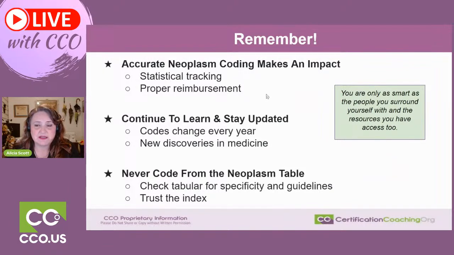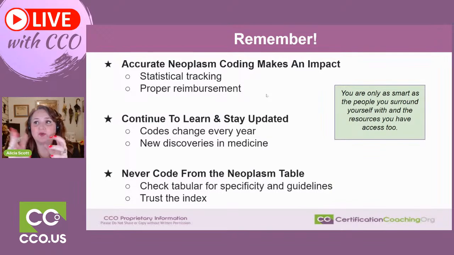Wrapping up, guys, the main component of what you need to know regarding the neoplasm table is that accurate neoplasm coding makes an impact. I hope I was able to show that to you on several levels. Statistical tracking is extremely important. It's why we do what we do. That's why we translate the documentation into a code set, so not only can it go to the payer for reimbursement, but it can also go globally to capture statistics.